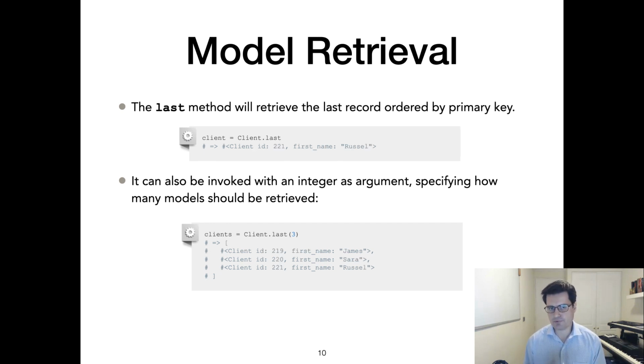Then you've got pretty much the same thing for last. You can ask for the client with the last ID in the table in these examples, or you can also ask for the last three IDs in the table.